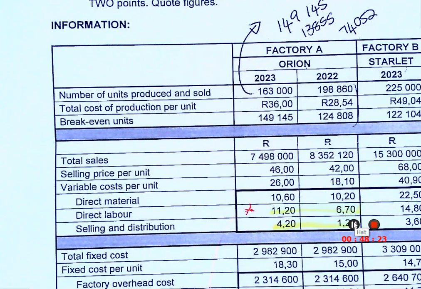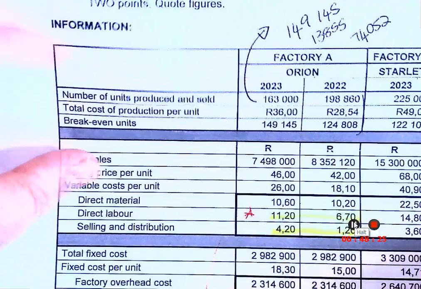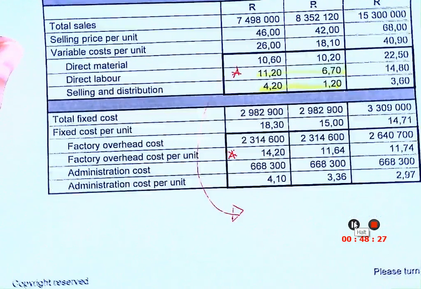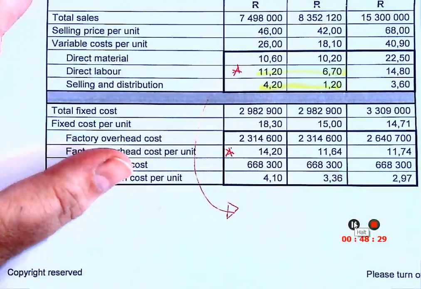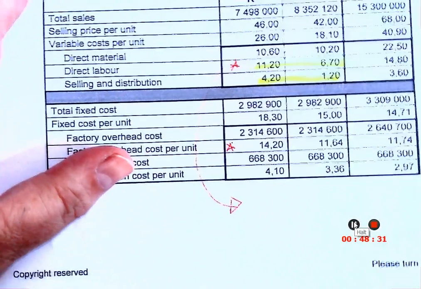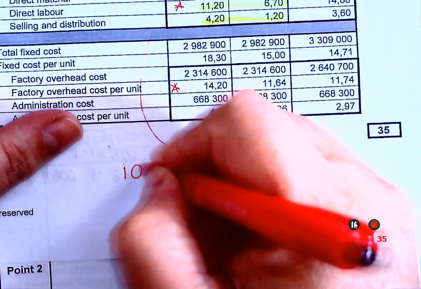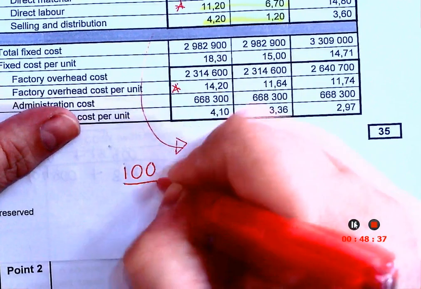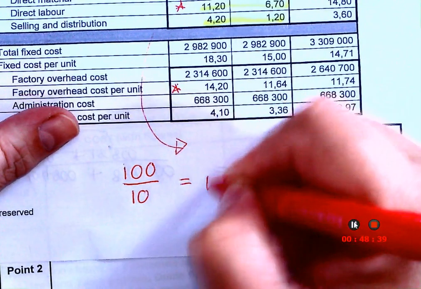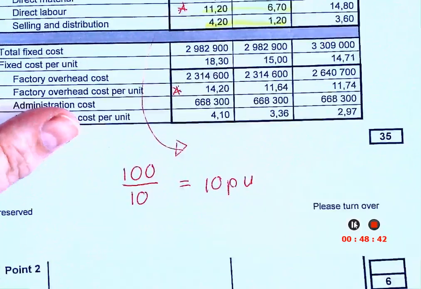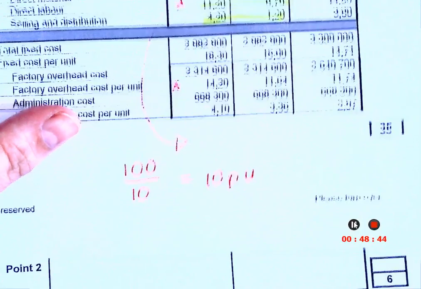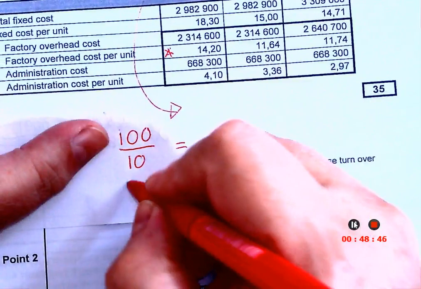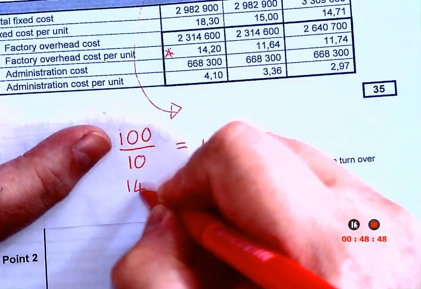I need you to understand that, and then also I need you to understand the fixed costs. Whenever they talk about fixed cost, can I quickly show you? If my fixed cost is 100 and I have 10 units, then it's 10 Rand per unit. Right? If my fixed cost goes up to 140, right?